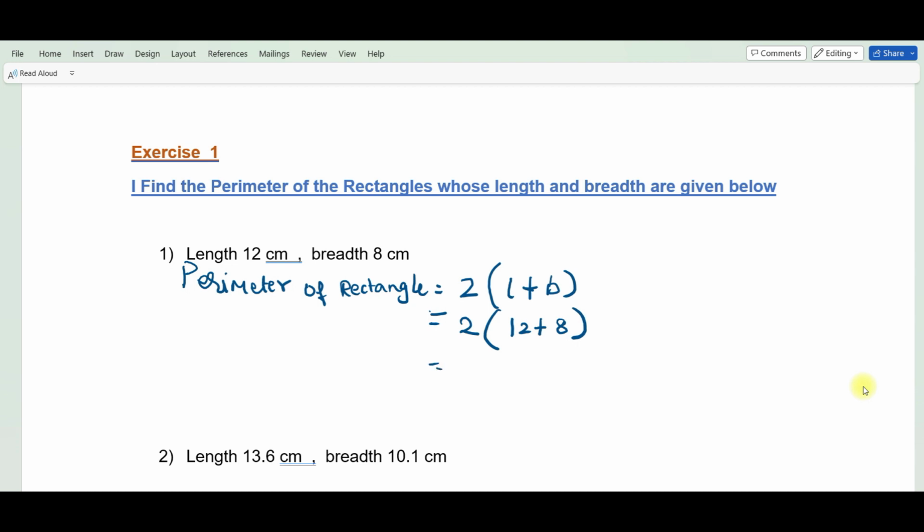So that is equals to 2. And when I add these two, I get 20. So once I multiply these two, I get 40 centimeter. So this is the answer for the first question. That is length. If the length is 12 centimeters and the breadth is 8 centimeters, the perimeter of a rectangle would be 40 centimeter. This is how you can find the perimeter.